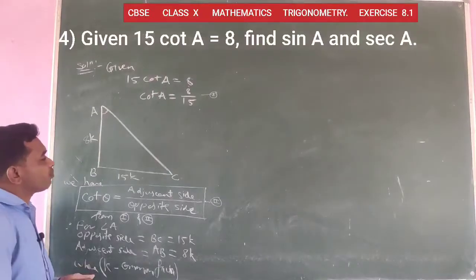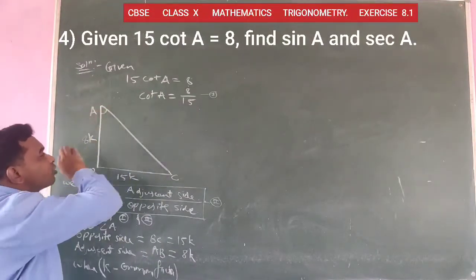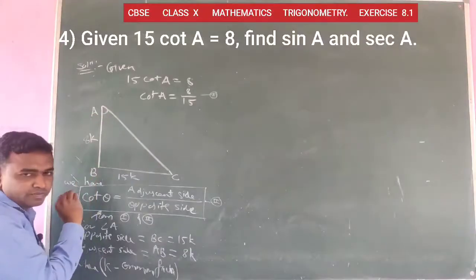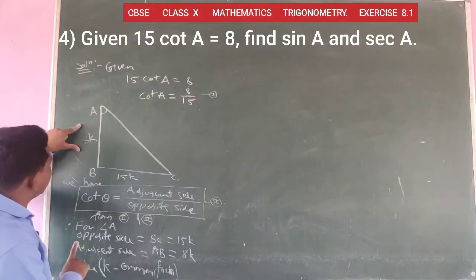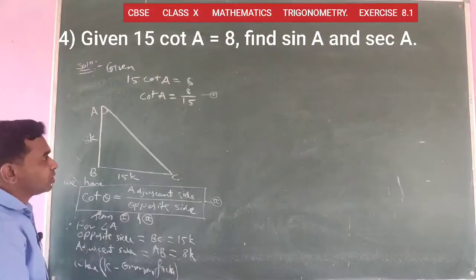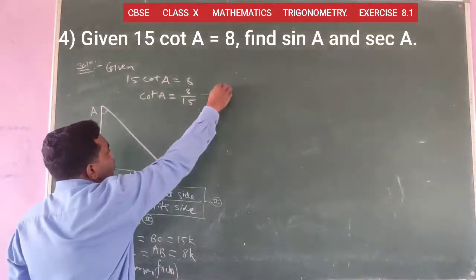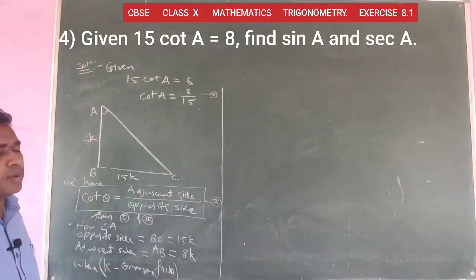So here I am just comparing this value. Adjacent side is equal to 8. That means according to the position of the angle A, the adjacent side is AB. So therefore the length of the second side AB is 8k and the opposite side BC is 15k. Now we have to find the value of the remaining side, that is the hypotenuse.